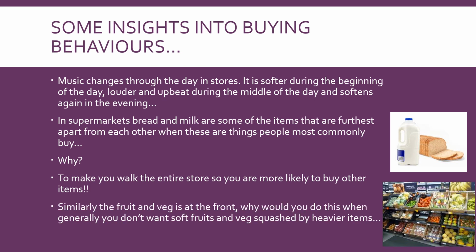And fruit and veg is also at the front. Why would you put fruit and veg at the front? Fruit and veg should really be at the end, because bananas, satsumas, apples, they all bruise, they all get squashed. Why would you not put that later, after you've put heavy things like tins and that into your shopping basket?